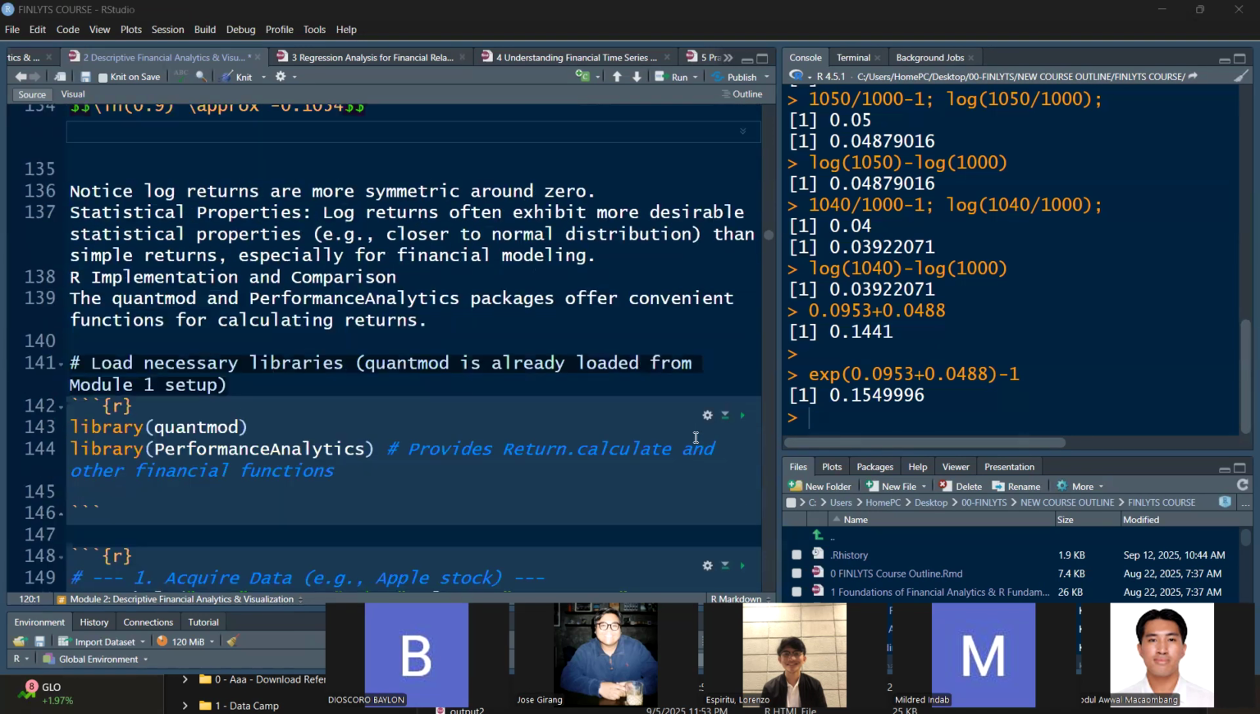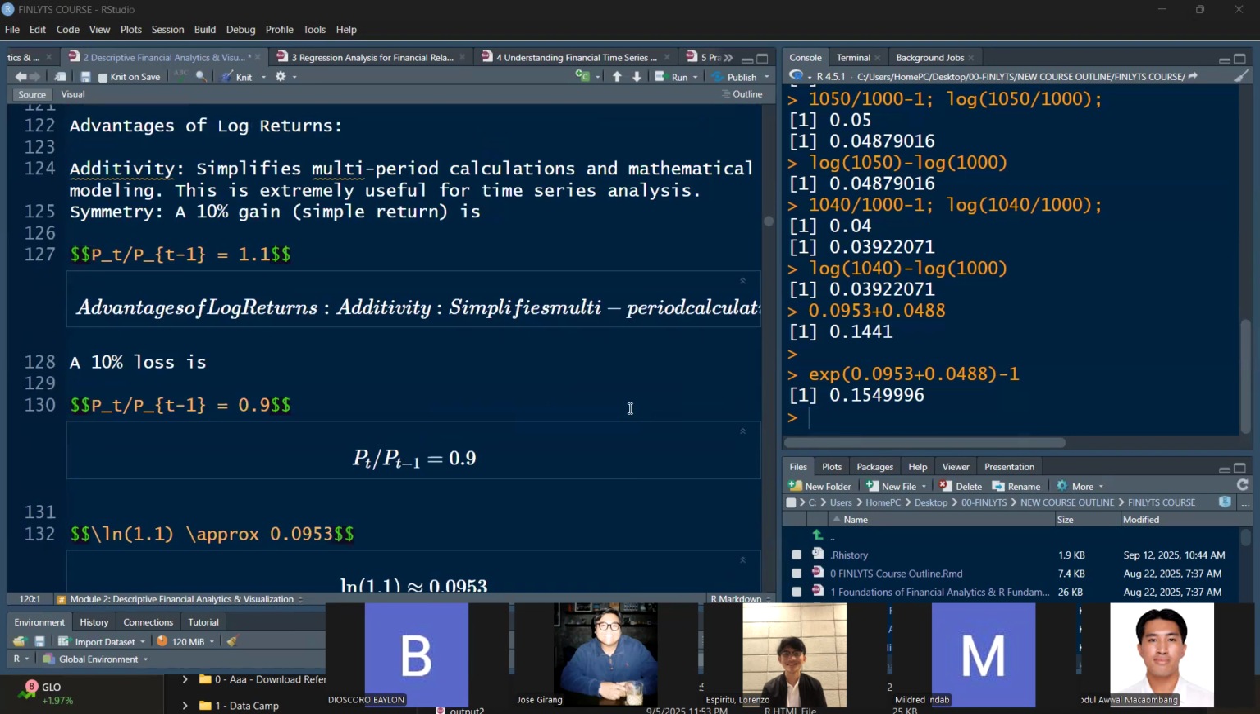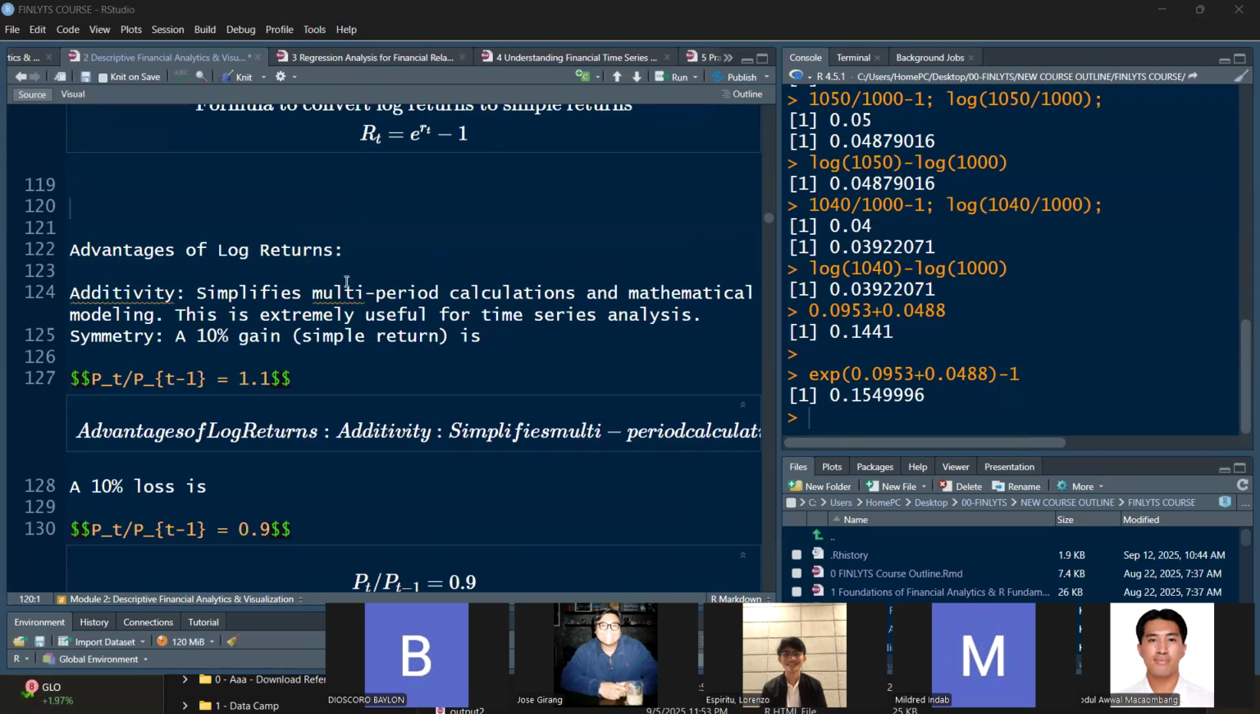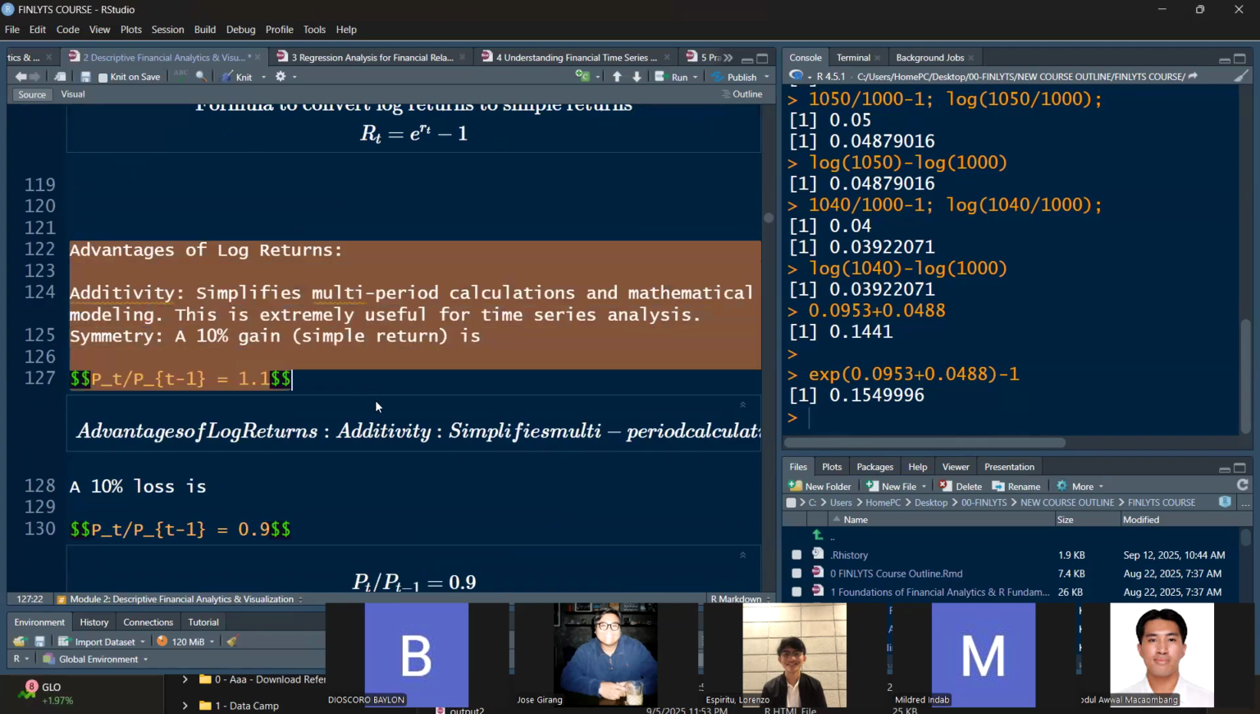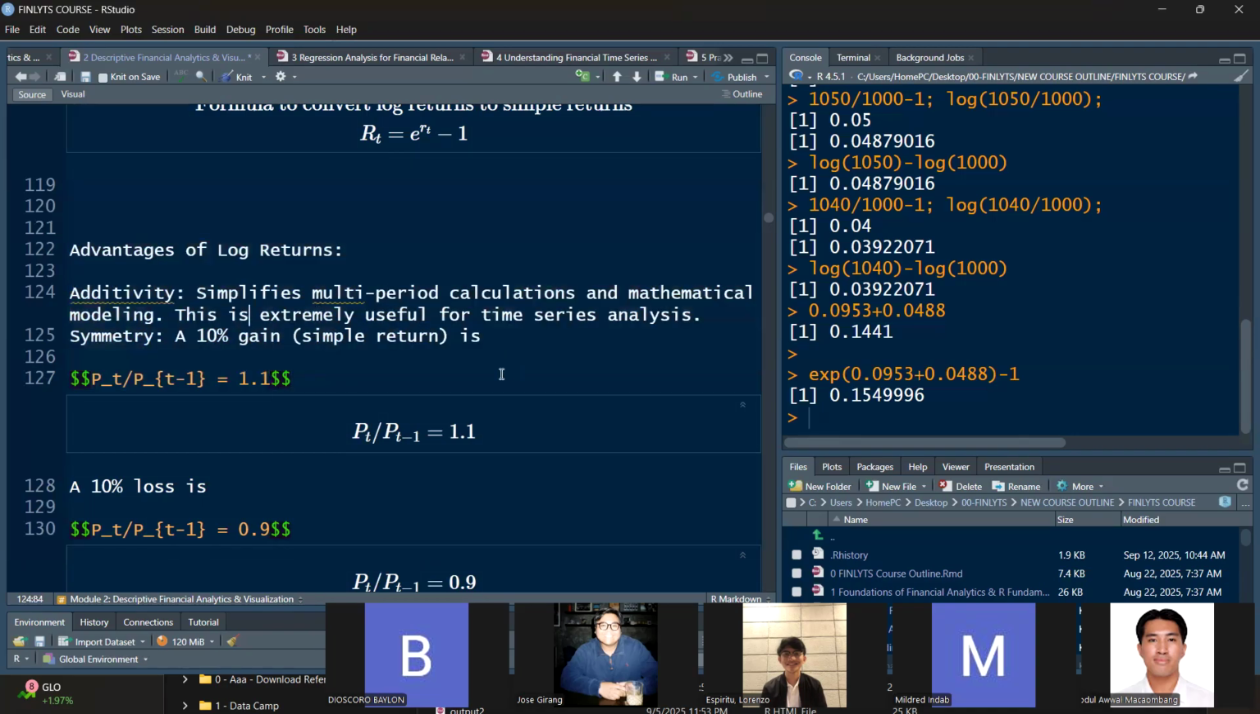All right. So let's start with this one, class. These are just examples. As I said, class, the advantage of log returns is its additivity. Let me share this with you. Additivity, class. The computation for multi-period returns is simplified because you can just add the returns. Especially this is very useful for time series analysis.